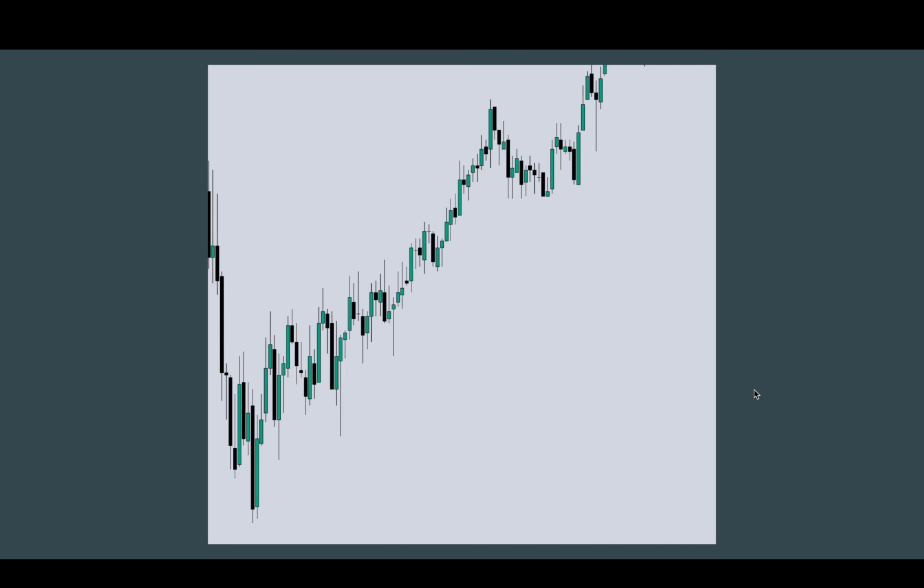Now, I want you to look at this chart and tell me what order flow signatures do you see? I'll give you a couple of seconds. You can pause the video.